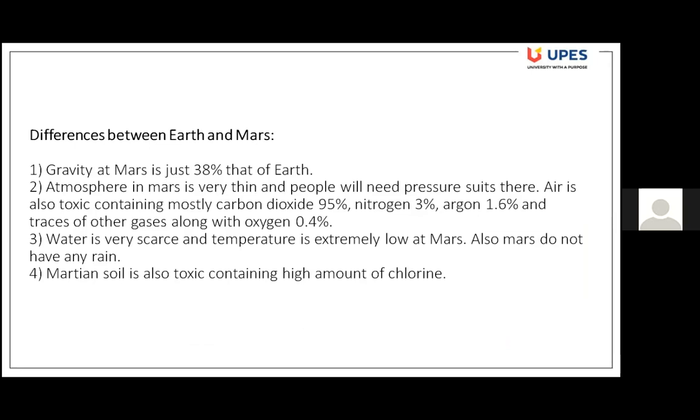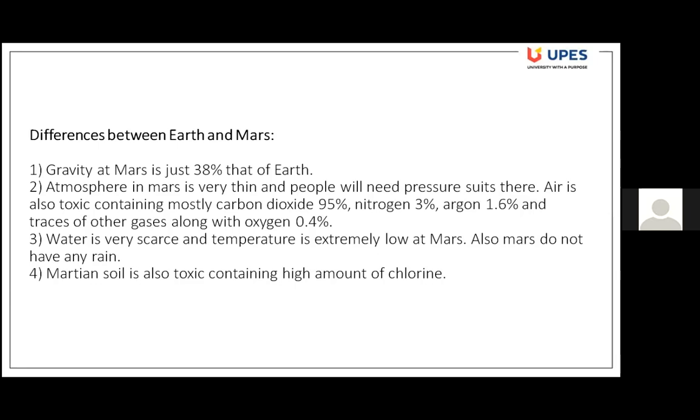Now we shall look into some differences between Earth and Mars. The first point is that gravity on Earth and Mars is very different. Martian gravity is only 38% of Earth's gravity, that is 3.721 meters per square second, which suggests that the gravitational force offered by Mars is far less than Earth's.